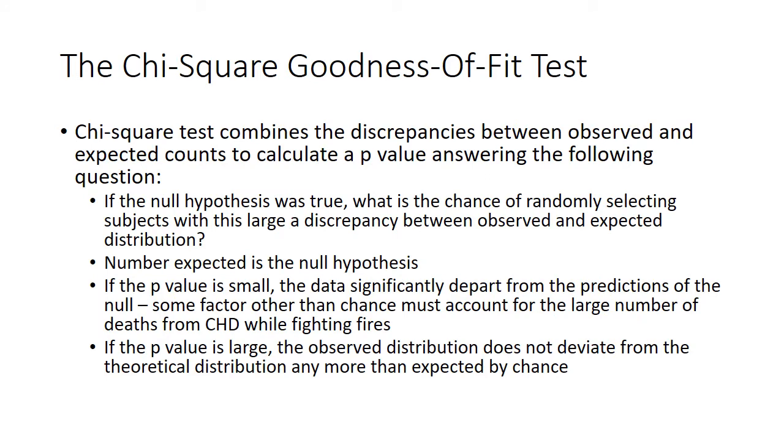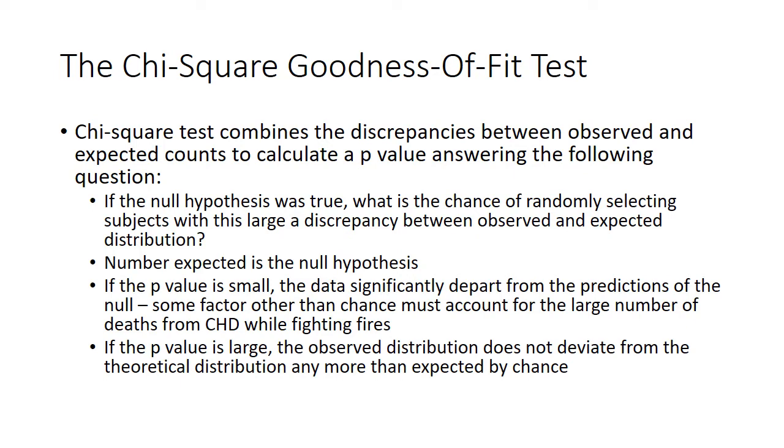So basically by looking at these expected and observed frequencies, what we can do is actually calculate a p-value using this chi-square test. And it's going to be able to answer the following question for us. If the null hypothesis is true and is completely random which type of event falls into a specific category, what is the chance, just out of random selection of subjects, that we would find this kind of discrepancy between what we would expect to see out of a normal distribution versus what we're actually seeing in our observed? And so again, the number expected in this case ends up being the null hypothesis.